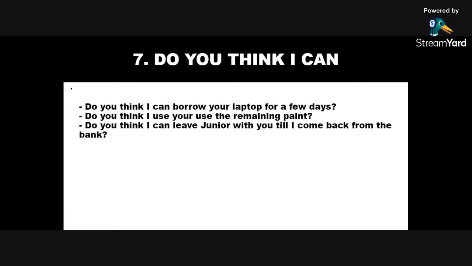Another example is, do you think I can leave Junior with you till I come back from the bank? You know, you have a little child and you want to leave this little child with your friend or with your relative, and you are thinking of the inconvenience that he or she might experience taking care of Junior. So you want to reason with the person. Do you think I can leave Junior with you till I come back from the bank?